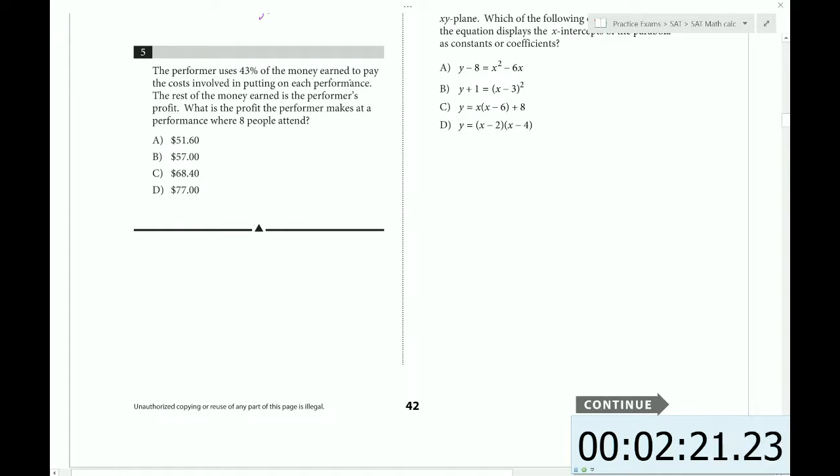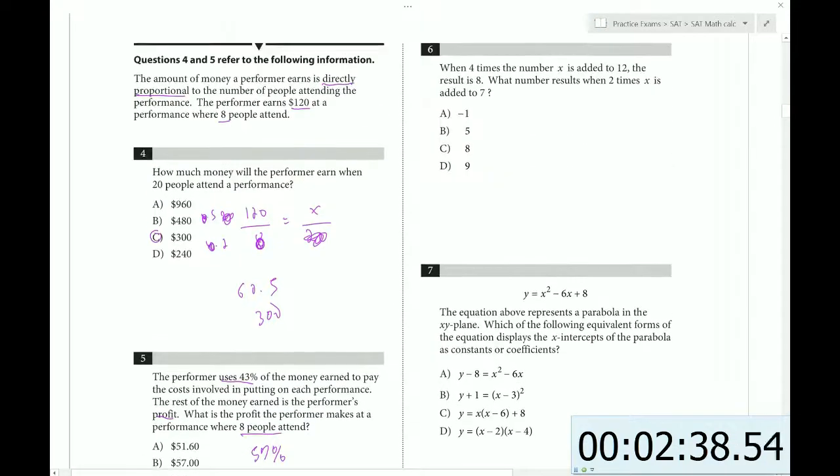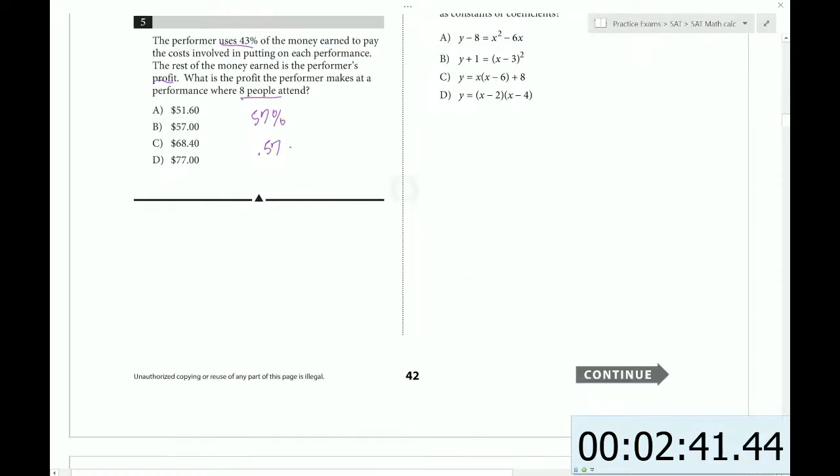The performer uses 43% of the money earned to pay costs. The rest of the money is the profit. What is the profit? Okay, so the rest of the money would be the 57%. So it's 0.57, and we have to multiply that by the 8-person attendance amount, which is $120. So 0.57 times 120. So it's a little more than half. Yeah, so it'll probably be 68, right? So if I multiply that by 6, then it would be 72. So this is a little bit short of 6. So yeah, it would be choice C.